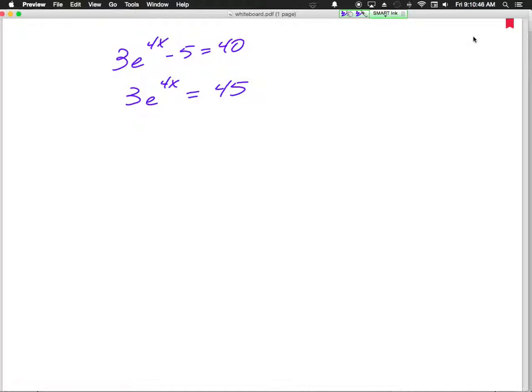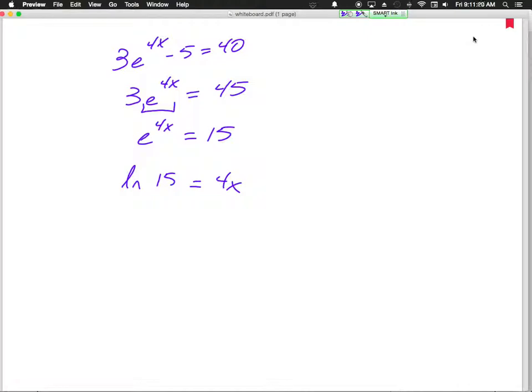Then what? Divide by 3. Because the exponential part is not by itself yet, so I've got e to the 4x equals 15. That's fantastic. Now I can change form. So my base is e, which means it turns into natural log. What is the natural log going to equal in this case? 4x, which means 15 has to be there.